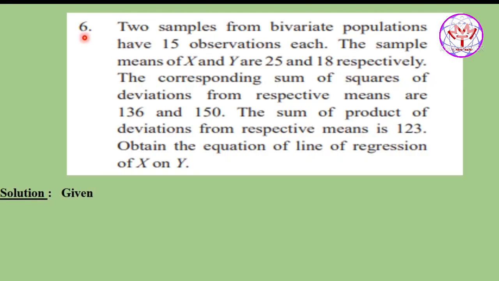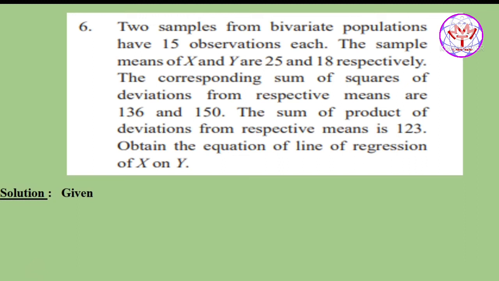See students, question number 6 is: two samples from bivariate populations have 15 observations each. The sample means of X and Y are 25 and 18 respectively. The corresponding sum of squares of deviations from respective means are 136 and 150. The sum of product of deviations from respective means is 123. Obtain the equation of line of regression of X on Y. Fine. So let us first write what is given.